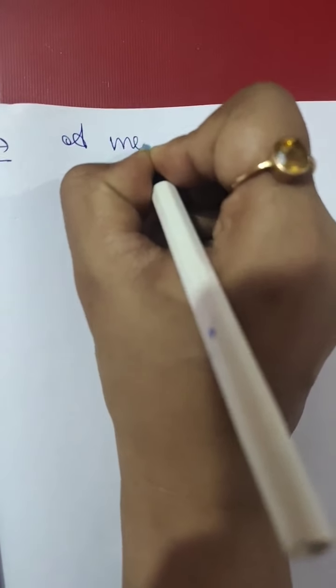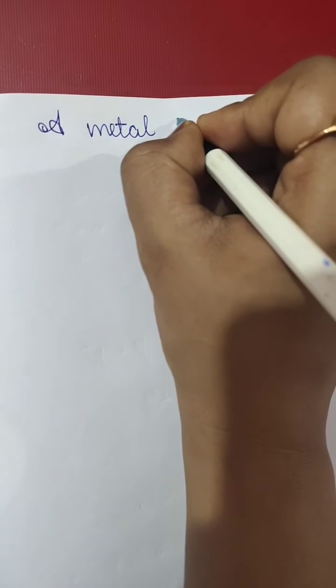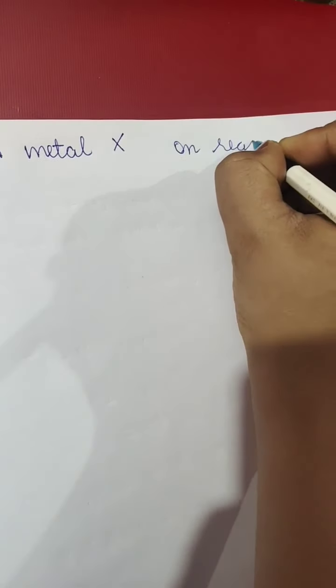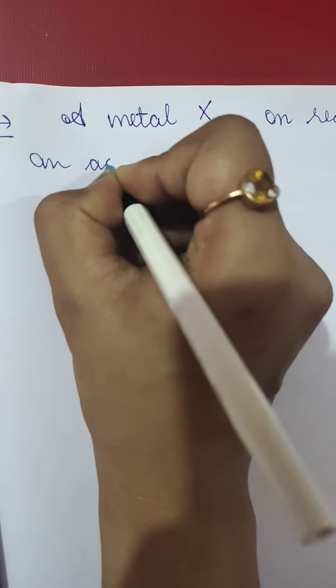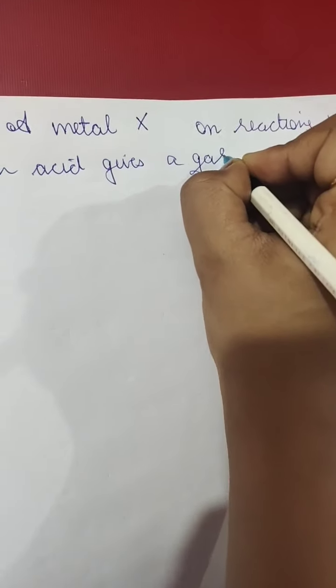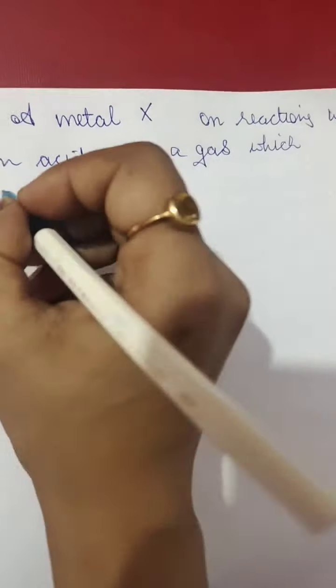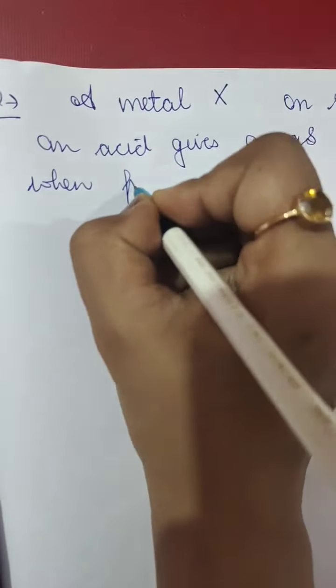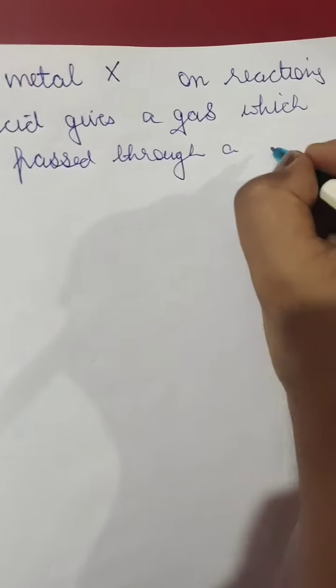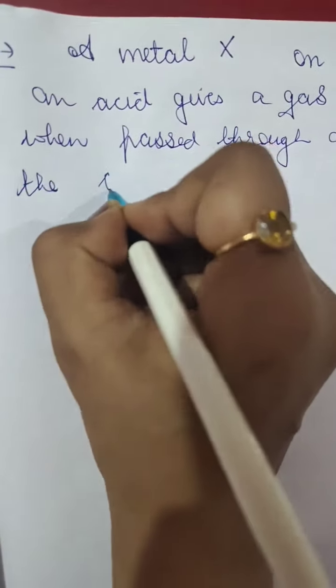the question is, a metal carbonate X on reacting with an acid gives a gas which, when passed through a solution Y, gives the carbonate back.